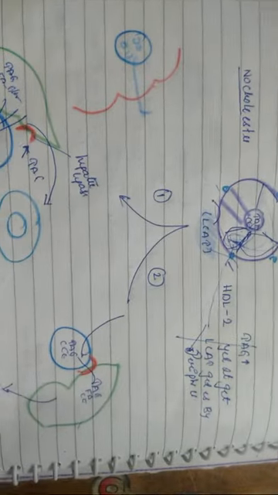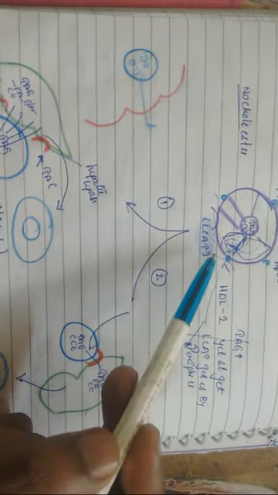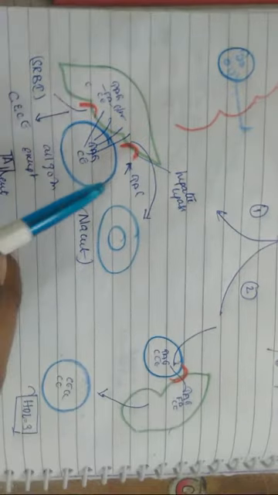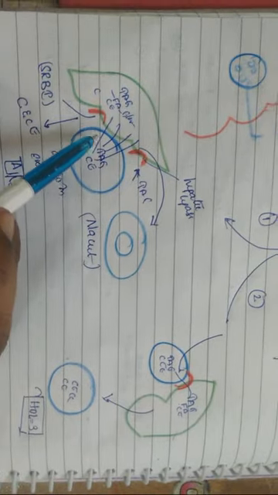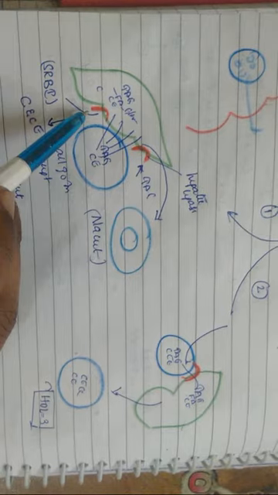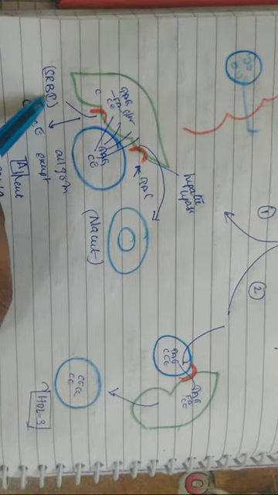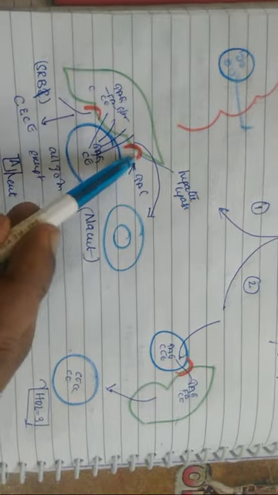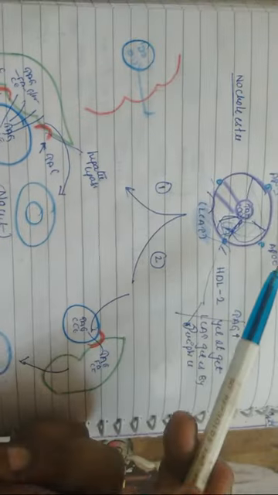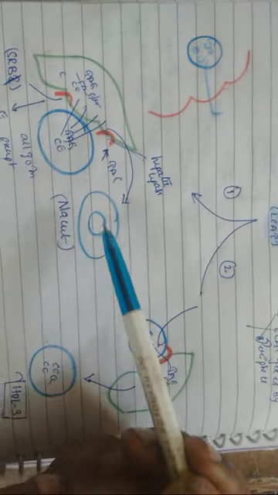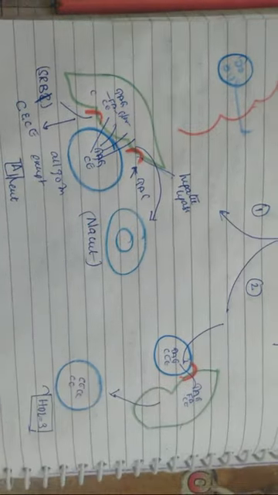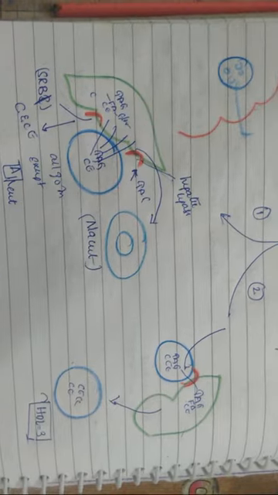Now let us understand the fate of HDL. Suppose this is an HDL2, and it interacts with these receptors. What are those receptors? The two receptors are SRB1, the scavenger receptor B1, and the other receptor, hepatic lipase. This HDL slowly comes near the liver and interacts with these receptors.